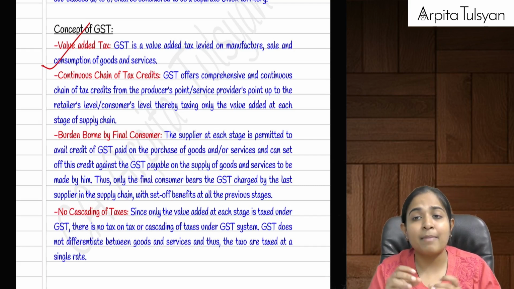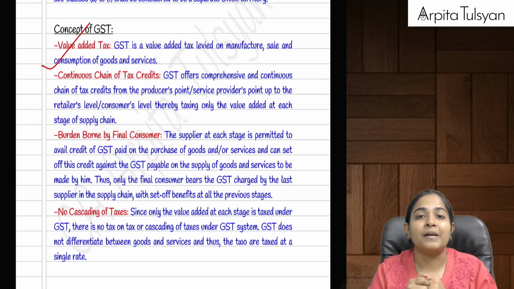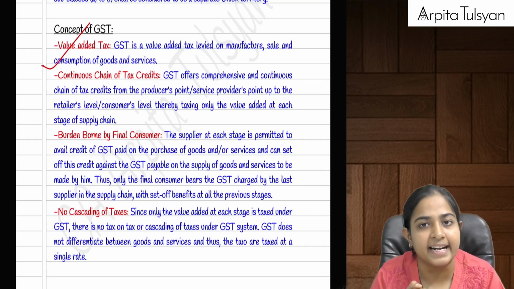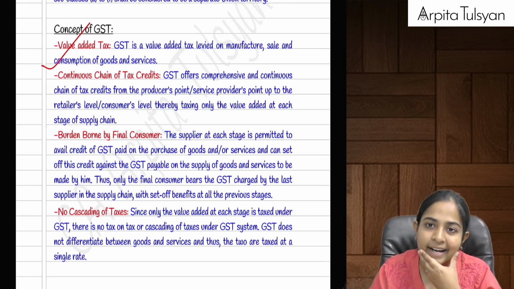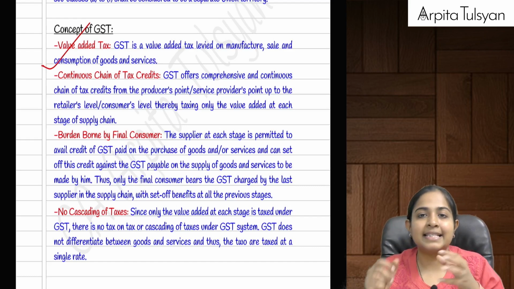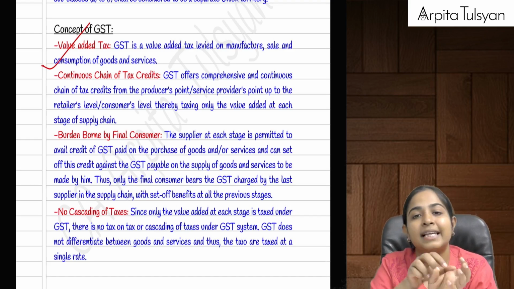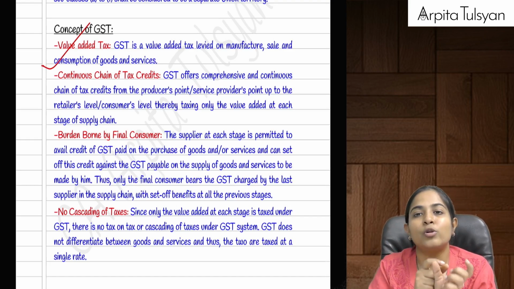Are you clear with this, ma'am? But how is this possible? This is possible by giving input tax credit, right? This is possible by giving credit on the taxes which are already paid. Now let's talk about wholesaler to retailer.